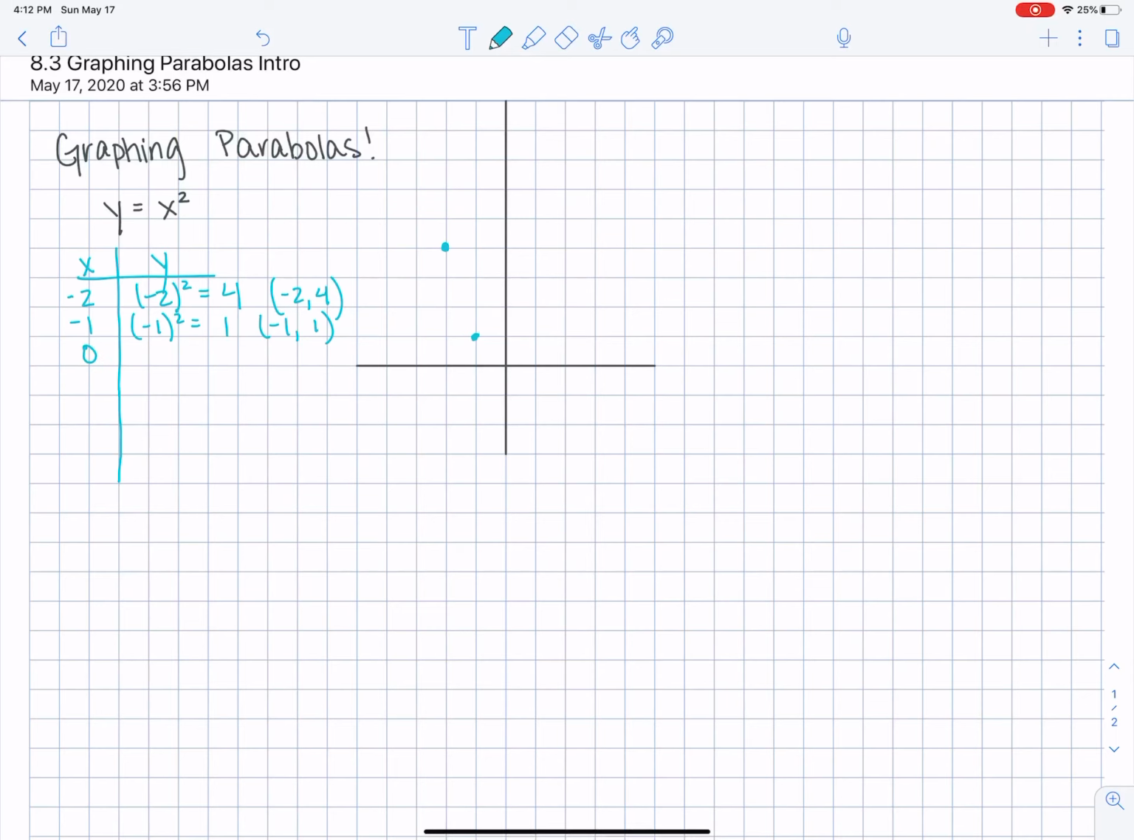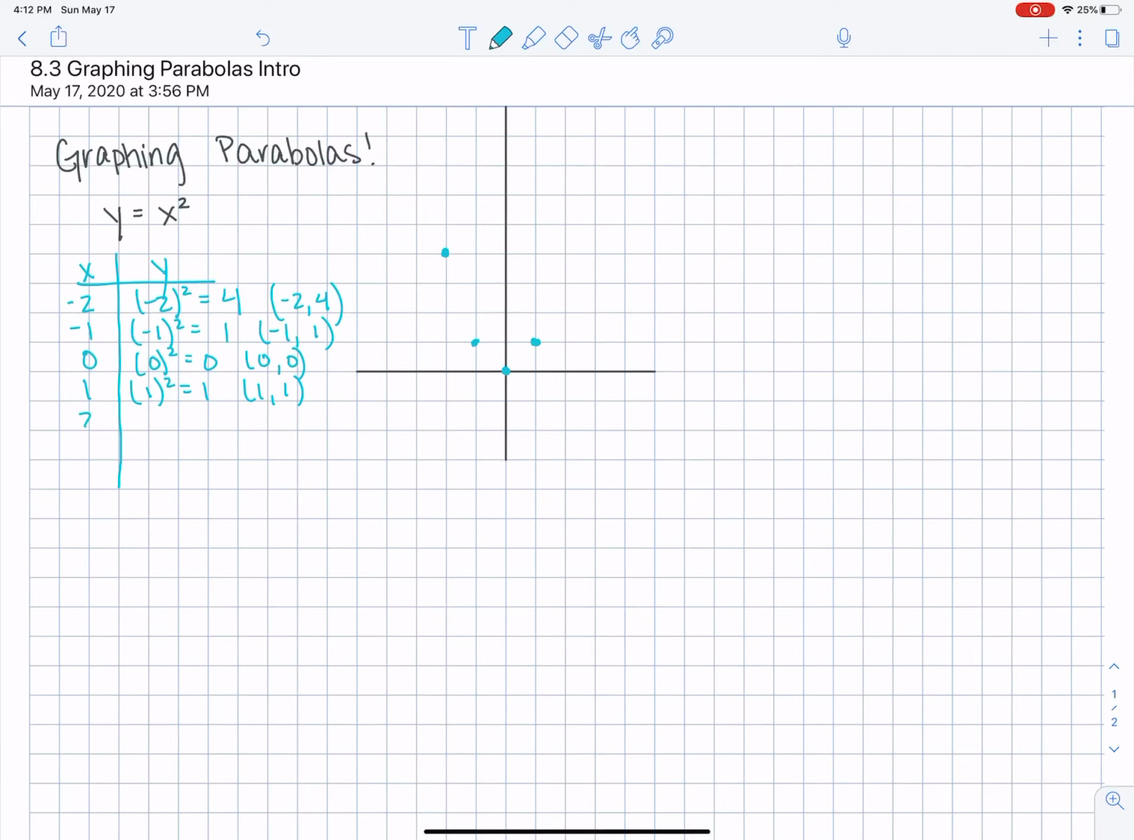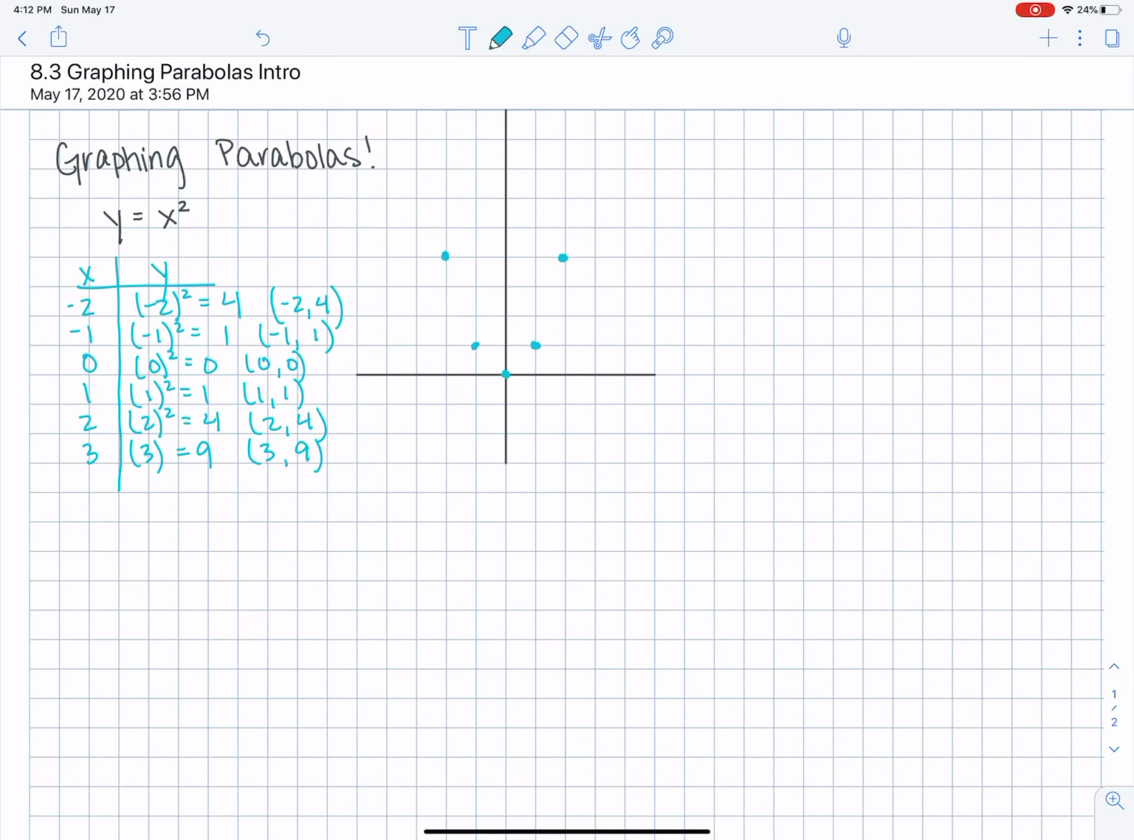Okay, I have 0. 0 squared, that's an easy one. 0, this goes through the point 0, 0. 1 squared, 1, 1. 2 squared, 4 goes through the point 2, 4. You might start to see some patterns here. Now I'm going to do one more. I'm going to do 3. That's 9. Goes through the point 3, 9. 1, 2, 3, 4, 5, 6, 7, 8, 9. Oh, all the way up here at the top.